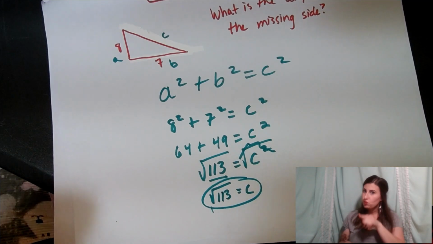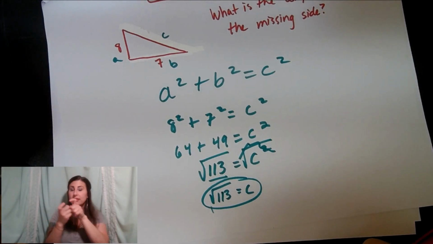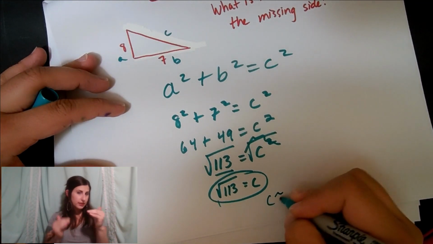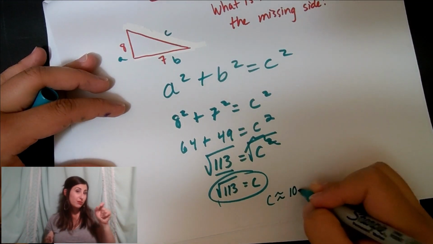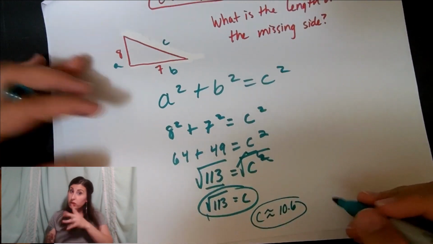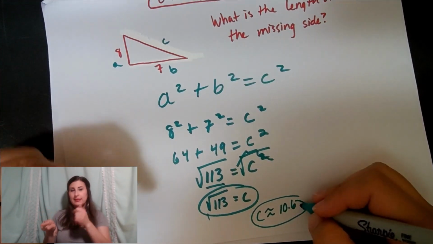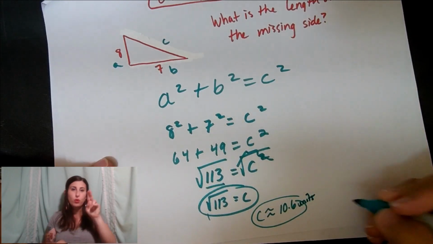Okay. If you really wanted to find that exact answer, you could plug it into the calculator. The square root of 113 is approximately 10.6. All right, so if you really wanted to know, you can say that. And here I didn't give you the units, so you can just write units. Okay.